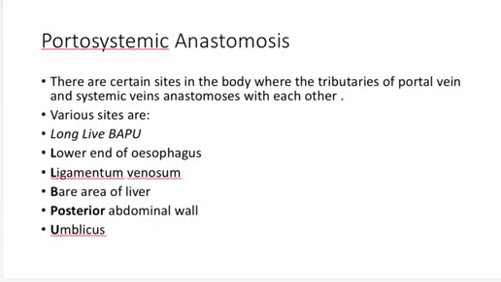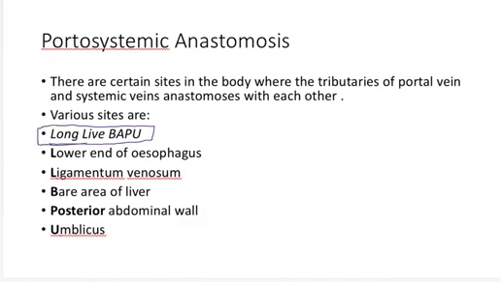Now we have to come to the very important topic, that is portosystemic anastomosis, also known as portocaval anastomosis. Portosystemic or portocaval anastomoses are basically certain sites in the body where the portal vein comes in contact with the systemic vein and they anastomose with each other. So there are various sites, and the mnemonic to remember the sites of the portocaval anastomosis is "long live Bapu." Bapu, Mahatma Gandhi, you all know.